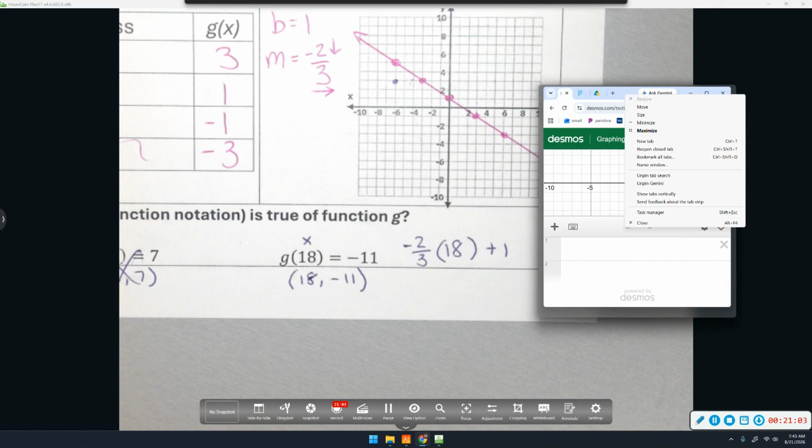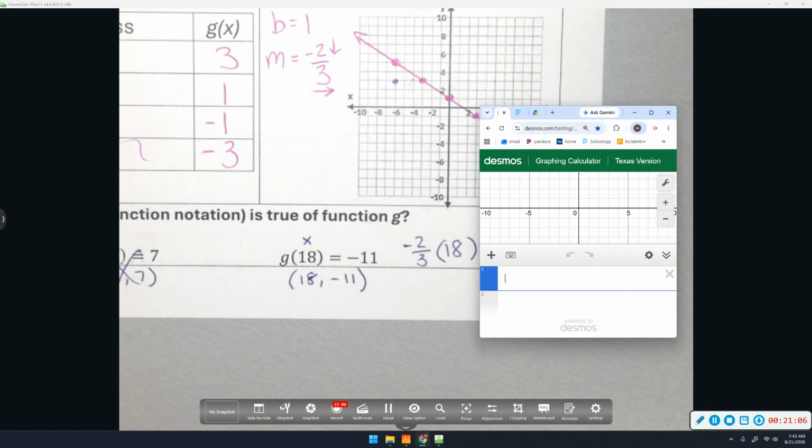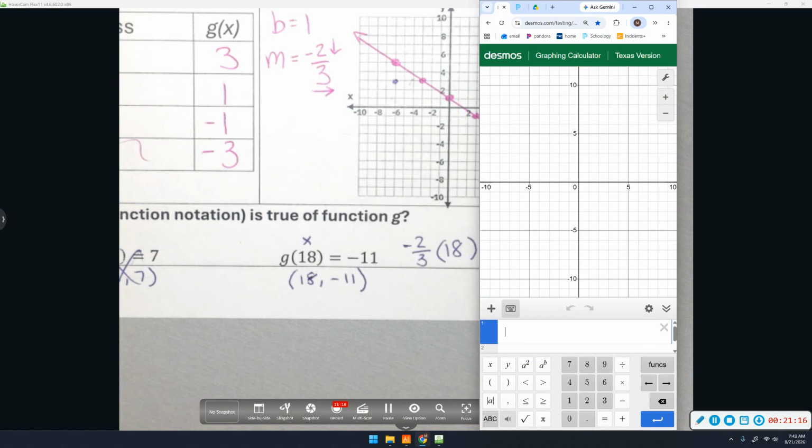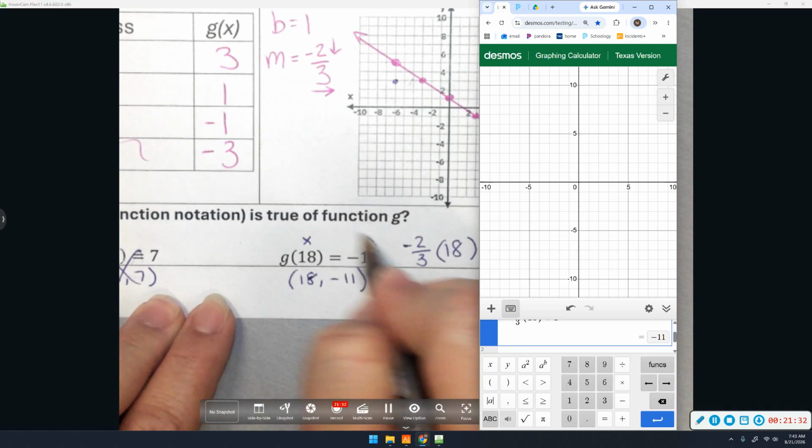So I'm just going to type this in my calculator, and I get, so I can do the keyboard. There we go. So negative 2 divided by 3, parentheses 18, plus 1. Is it plus 1? Okay. And that equals negative 11. Is that what I wanted it to equal? So is this a true statement? Yes.